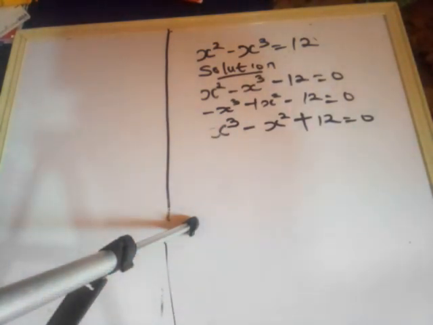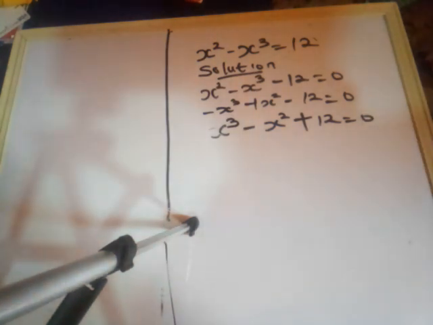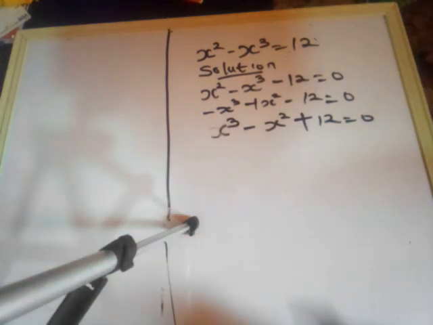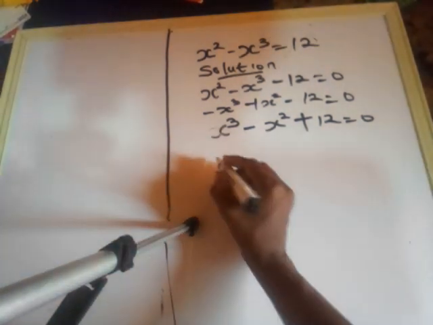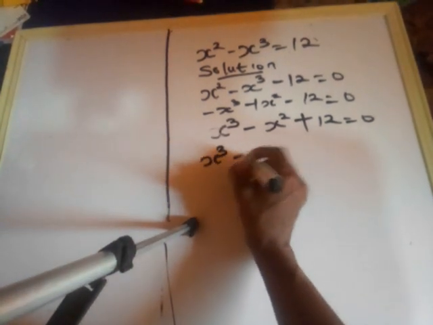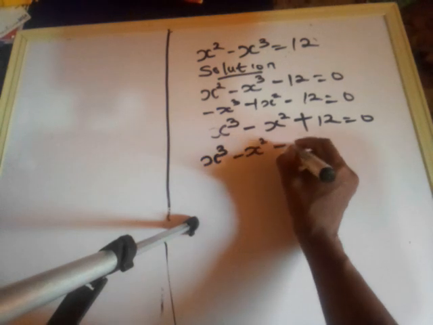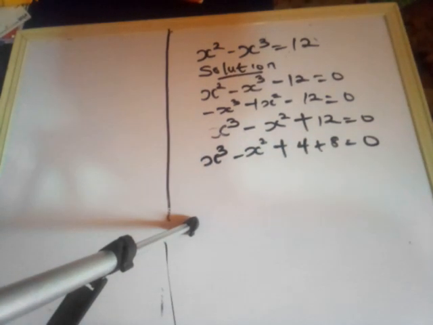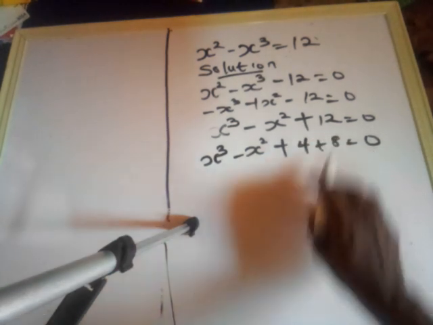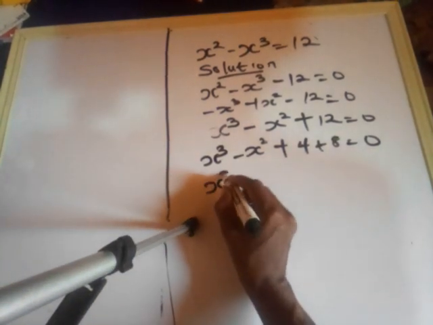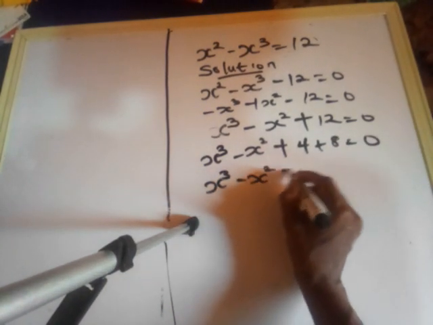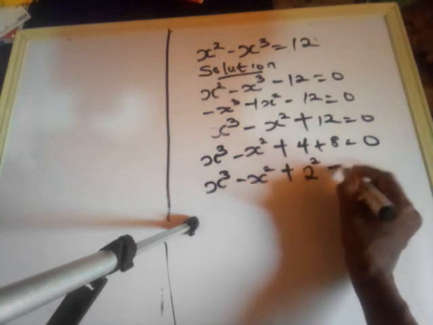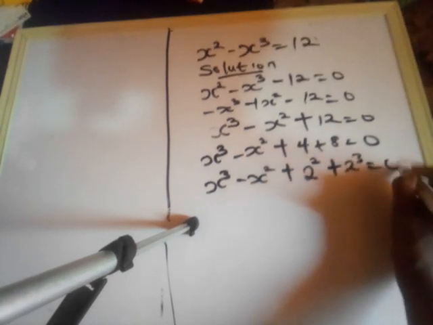So we are looking for two numbers that we can add together to give us 12, and you can raise one to the power of 2 and the other to the power of what? 3. So now let's do it. So we have x raised to the power of 3 minus x raised to the power of 2 plus 4 plus 8 is equal to 0. So 4 plus 8 is the same thing as what? 12. So we have x raised to the power of 3 minus x raised to the power of 2 plus 2 raised to the power of 2 plus 2 raised to the power of 3 is equal to 0.